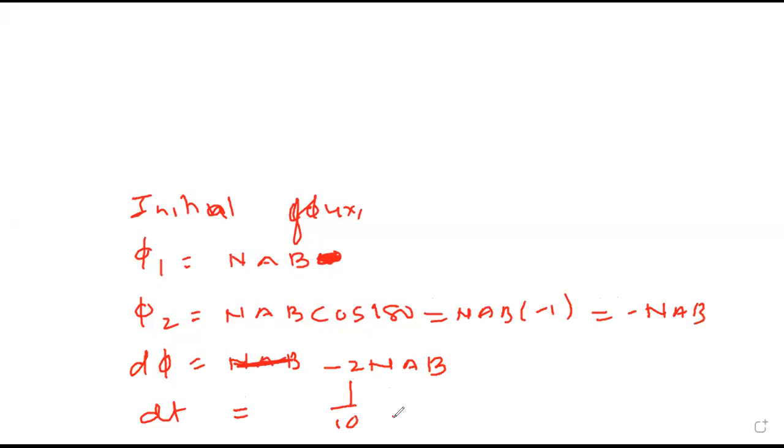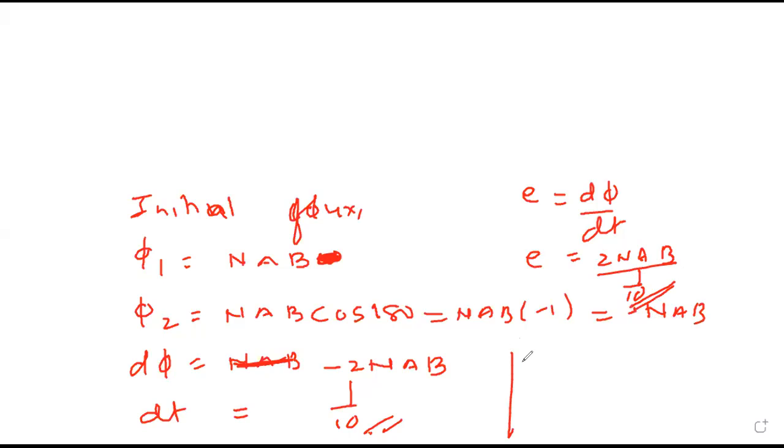dt for half revolution we got 1 by 10. Yes sir. So E is d phi by dt, that will become 2 times NAB in magnitude upon 1 by 10. So this will be the answer.